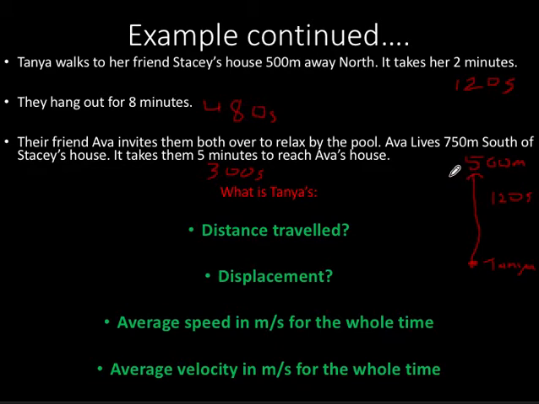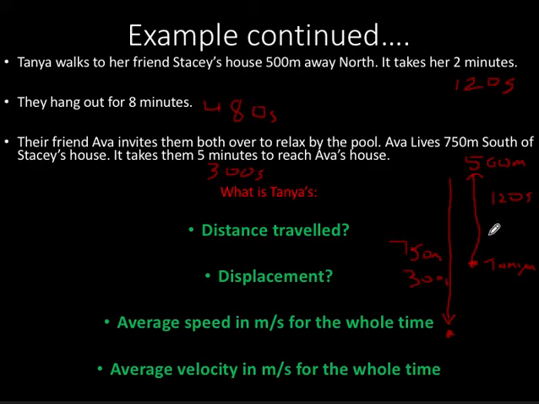So now they've got to travel the 500 meters back in the same direction, plus another 250 meters south, because they're going 750 meters from Stacy's house here. So 750 from Stacy's, and here you arrive at Ava's house. So this journey is 750 meters, and that takes 300 seconds. Okay, so now we've drawn it out and we've got all the pieces of information that we need.